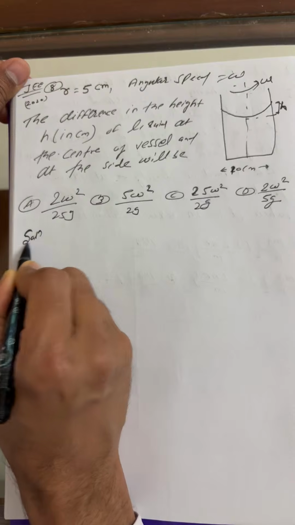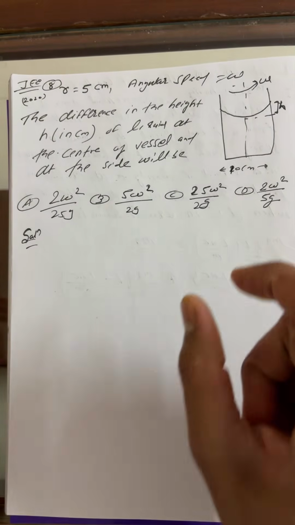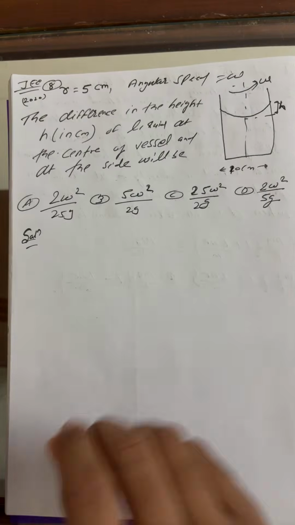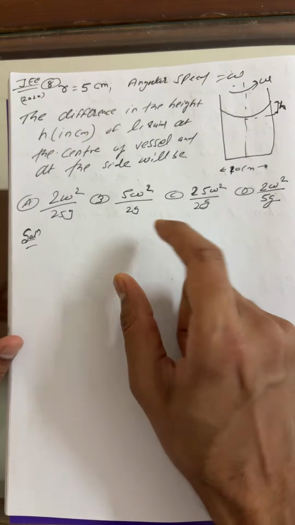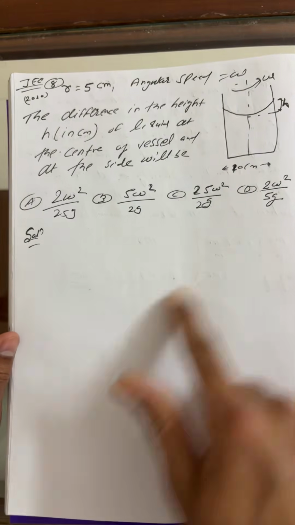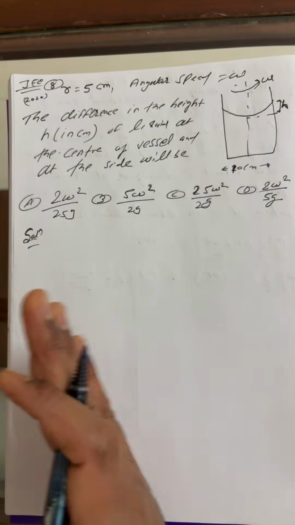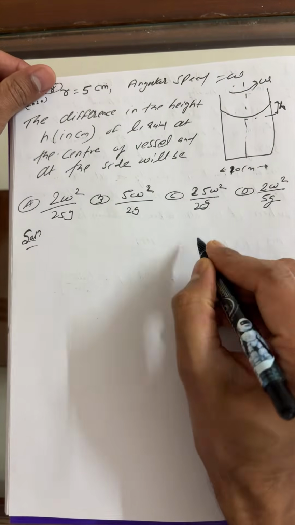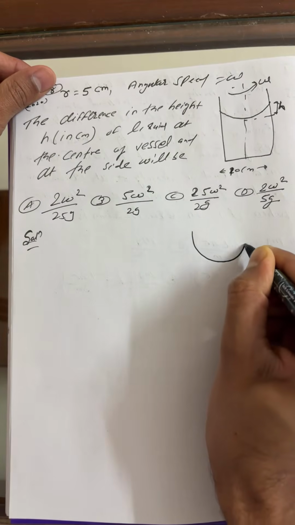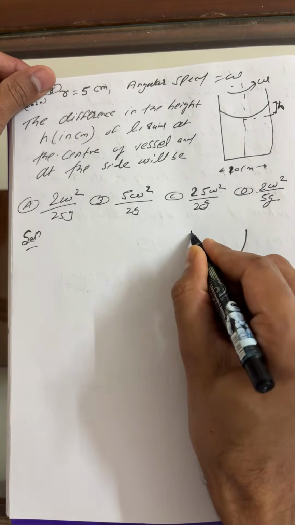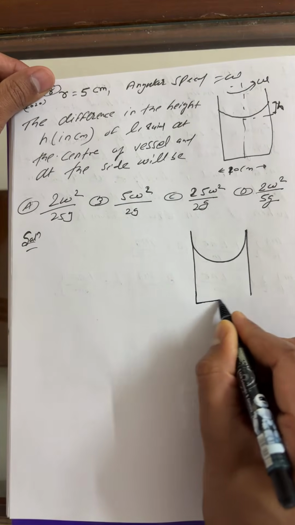This is the solution of the question. This is a very practical thing. Maybe when you were five or six years old, you were doing this with a glass of water, rotating your finger like this. Now you can analyze it. This is the final shape of water. So what do they ask here?